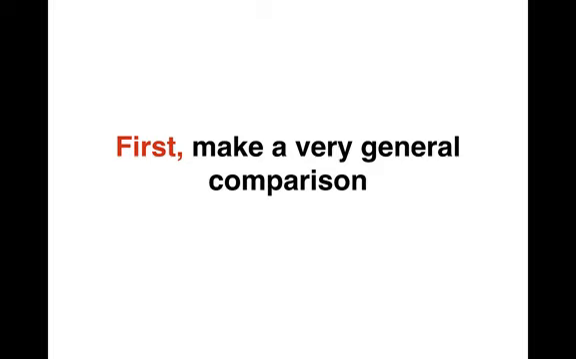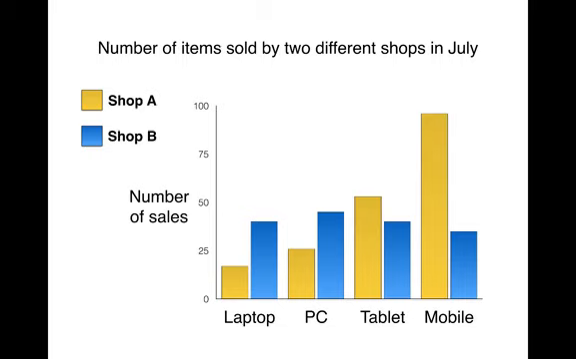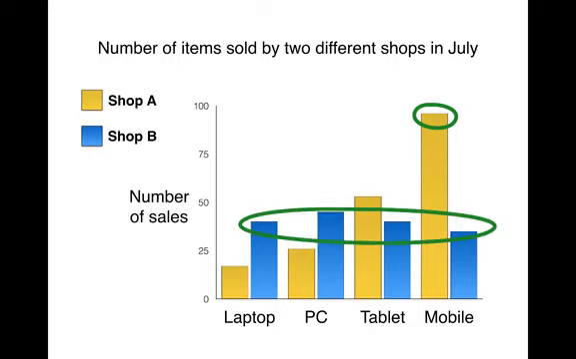And first, you should make a very general comparison between the bars. This is for your summary or overview paragraph. For example, if we use our bar chart and look for the most general information, I would notice that this is easily the highest figure, mobile phone sales in Shop A, and looking at Shop B, I'd probably just say that the figures are similar for all 4 items. We're not going to give the numbers, the number of sales. We're just going to talk in general about those highest or similar figures.